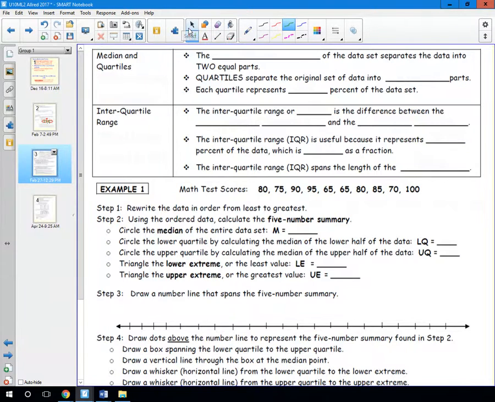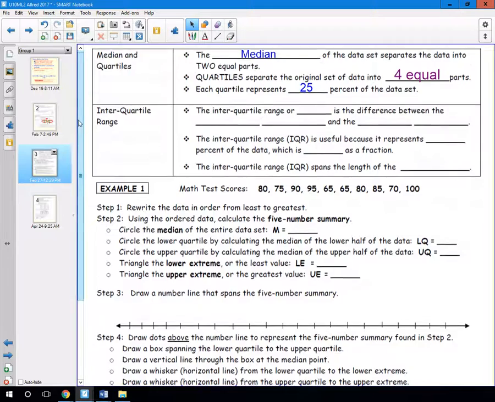So the median separates it into 2 equal parts, quartiles 4 equal parts. So if you've got all of your data, what percentage do you have? You have 100%. Okay, so now we've taken 100% of the data and we've separated it into 4 equal parts. So what would 100% separated into 4 equal parts be? 25%. So each little quartile represents 25% of the data set. So each quartile, that's important. We're going to talk about that when you come to my station. Please know that. Each quartile represents 25%.